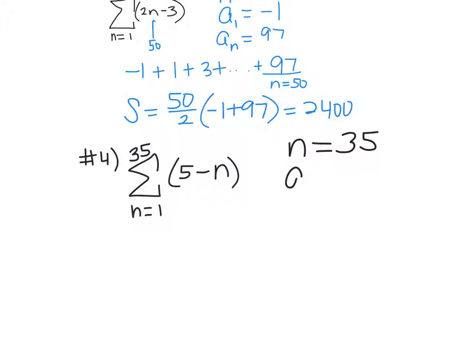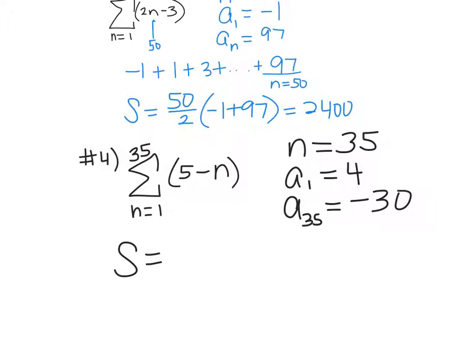Then I need to find out what the first term in my series would be. So I'm going to plug in 1, and what do I get? 4. And then I need to plug in 35 to find the 35th term, the last term. So that would be negative 30. Perfect. You have all 3 parts that you need. And now let's plug it into our sum formula. Sum formula is given to you.